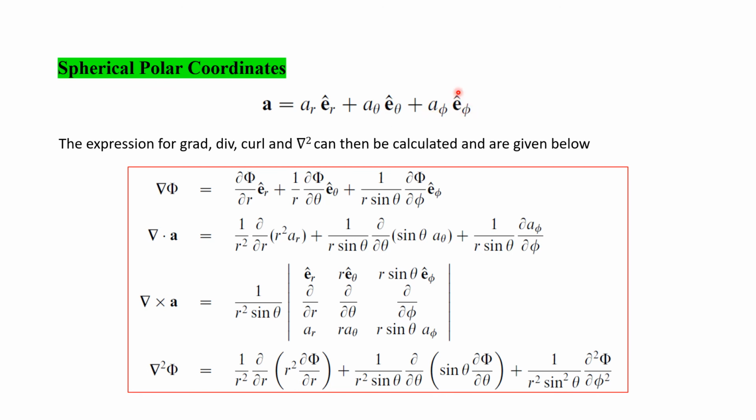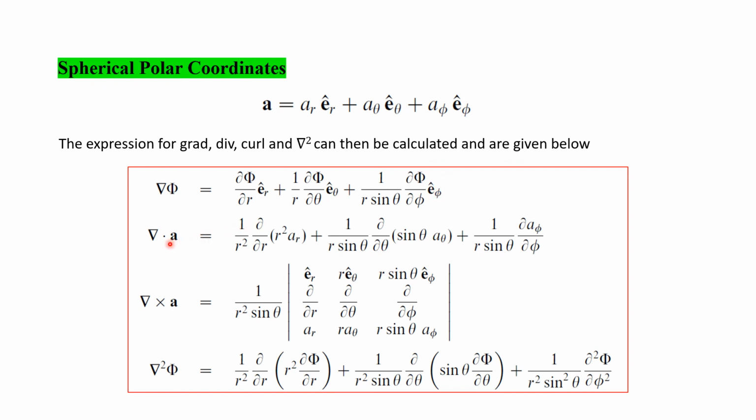And the expressions of your vector operators for gradient, divergence, curl, and Laplacian can be calculated and are given below. So this is for the gradient of your scalar field phi. So you have your del phi is equal to partial phi over partial r e_r hat plus 1 over r partial phi over partial theta e_theta hat plus 1 over r sine theta partial phi over partial phi e_phi hat.